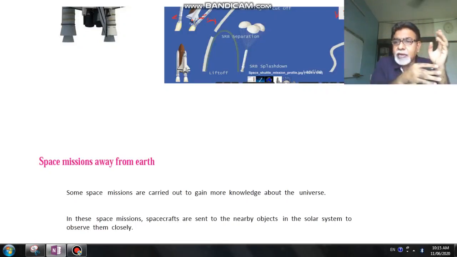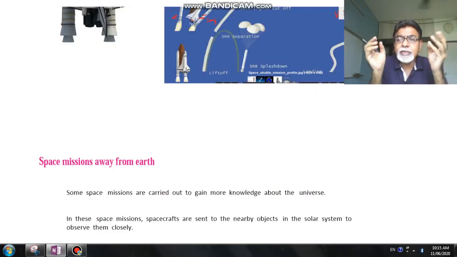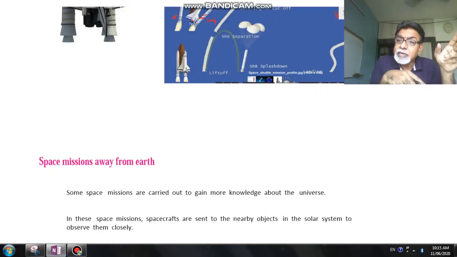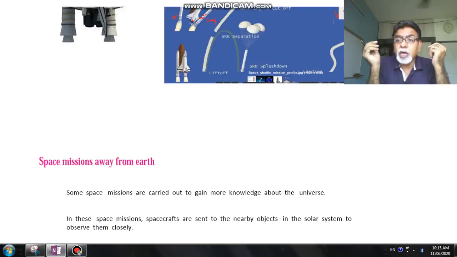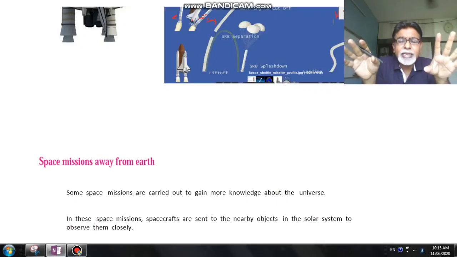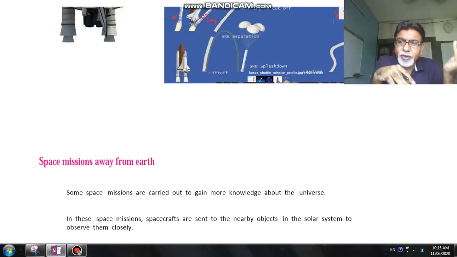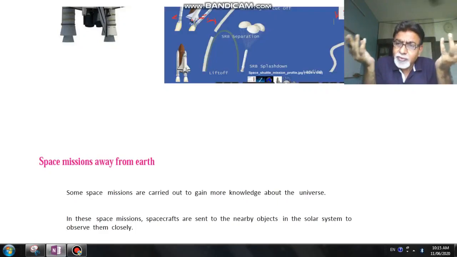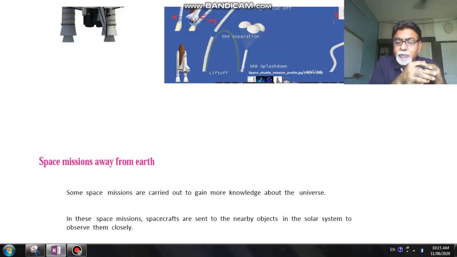We know that we are living in the galaxy called the Milky Way, so we want to explore whether there are different solar systems of stars in our galaxy, because we are deeply curious about the universe. Our one task is to find out whether there are others like us, meaning living organisms in the universe, or whether we are alone in the universe. For this purpose we are carrying out space missions that are away from us.